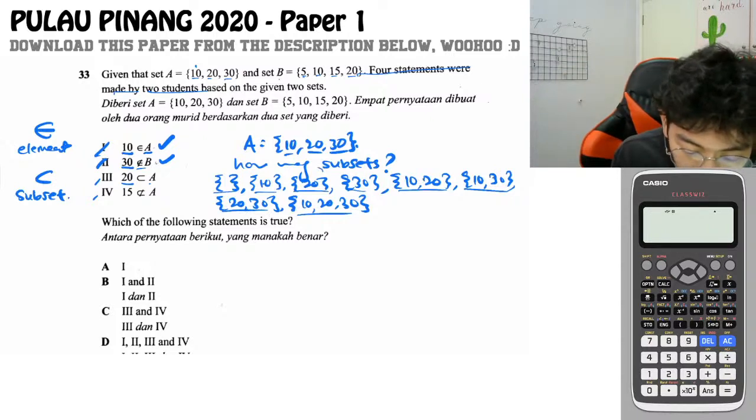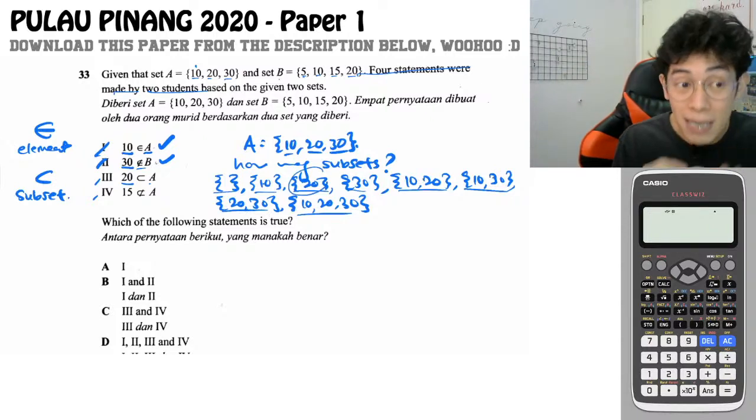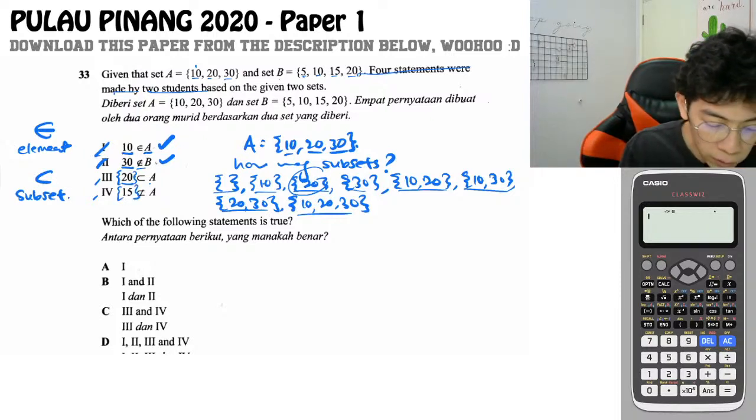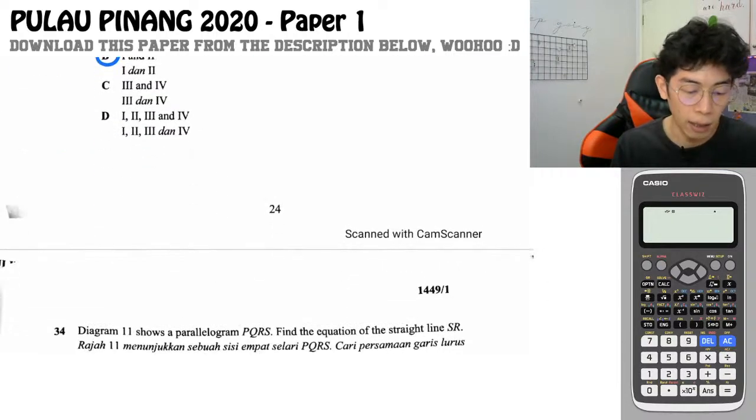Can you see 20? It's part of the subsets, but you must present it using brackets. That's why this one obviously cannot already. So number 4, you don't have to check also, it cannot already because there's no bracket. So the answer is B. Okay, that's the idea.